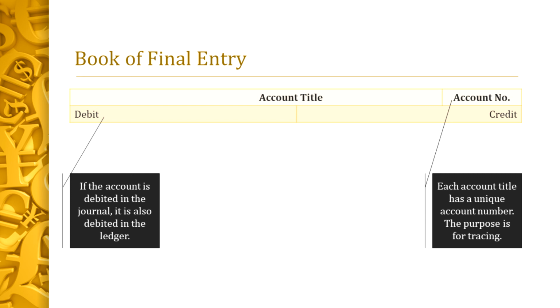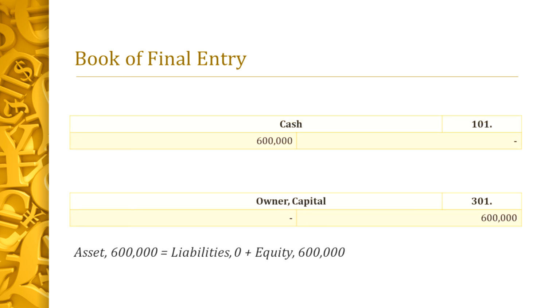For example, there's an error in the financial statements. For example, cash. It is found in the balance sheet financial statement. If there's an error, then the first step is to go directly to the book of final entry, or the ledger. Here's the example.